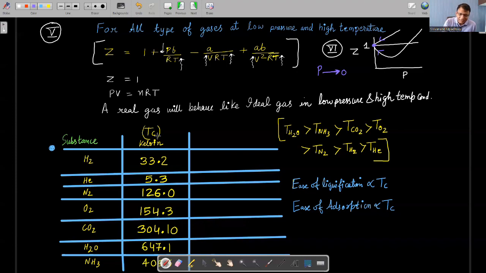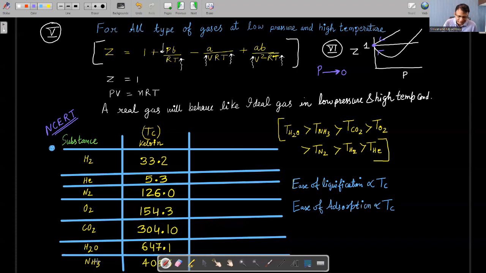So here this table is given in NCERT, right? And a lot of questions are asked in surface chemistry also regarding critical temperature, because we know that ease of adsorption is directly proportional to critical temperature. That's why we are discussing these things given in NCERT.